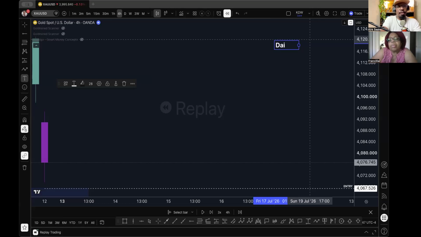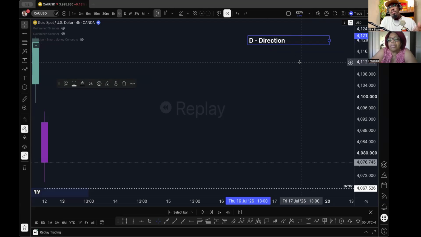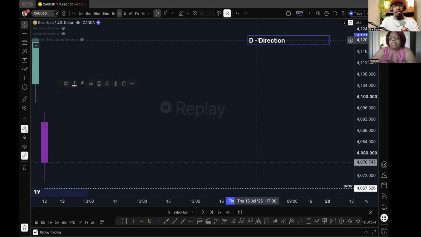For the daily time frame, I'm just going to put a D for that. On the daily time frame, we try to get an understanding of the direction, right? We go on the daily just to understand what direction price is going in, because if we want to buy or sell, we need to know where price is actually going. If it looks like it's going down, then we want to be selling. If it looks like it's going up, then we want to be buying. So we go on the daily time frame to figure out that direction.